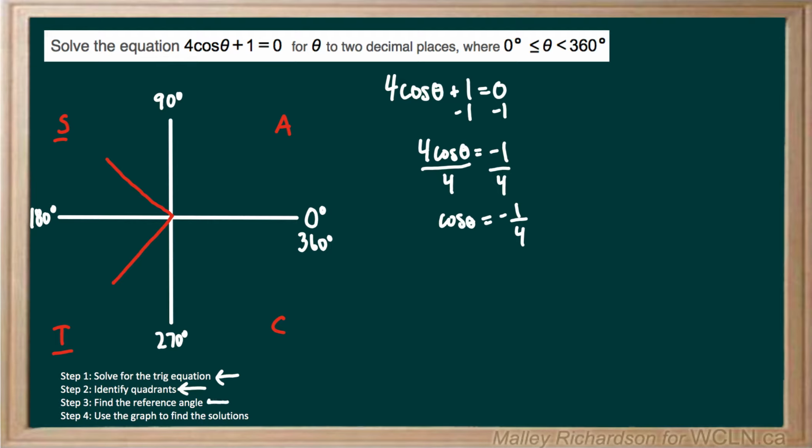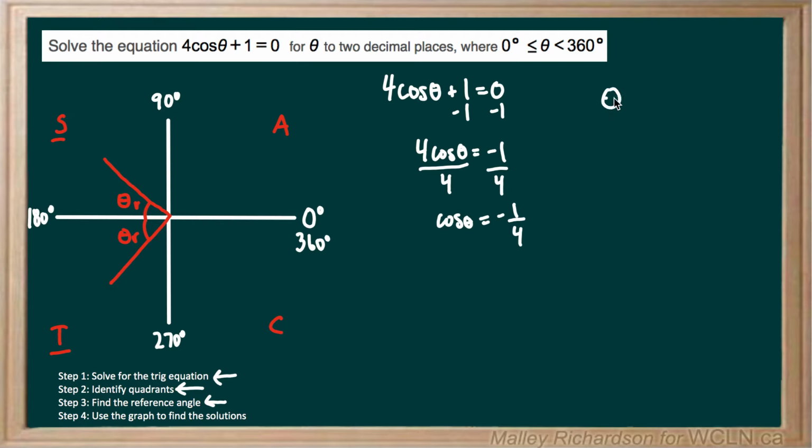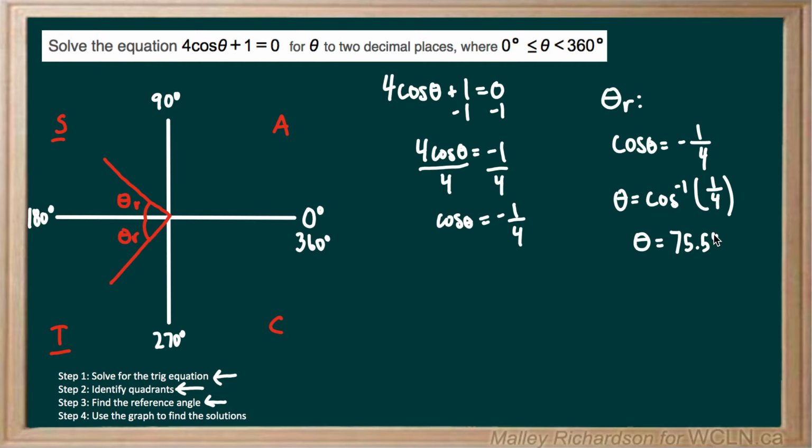Now our next step is to find the reference angle. Remember, the reference angle is the acute angle between the terminal arm and the x-axis. Now to find our reference angle, we want to solve for theta in our equation of cos theta equals negative 1 over 4. But because we're not using exact values, we need to use our calculator to solve. So to solve for theta, we take the inverse of cos of the positive ratio. And plugging this into our calculator, we get a value of theta of 75.5 degrees. So we know that our reference angle is 75.5 degrees.